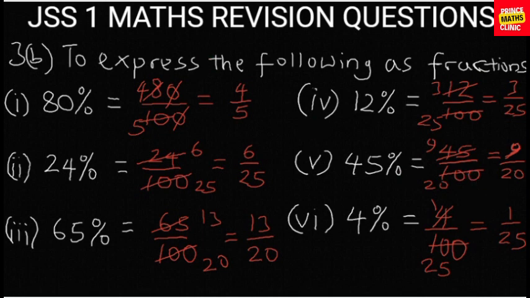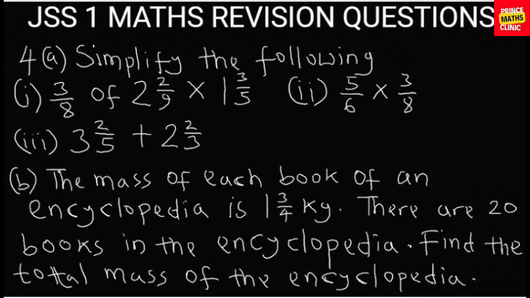So let's look at the 4th question. All right. Looking at this question on the board, we are asked to simplify. The first one says 3 over 8 of 2 whole number 2 over 9 times 1 whole number 3 over 5. The second one is 5 over 6 times 3 over 8. The third one is 3 whole number 2 over 5 plus 2 whole number 2 over 3.